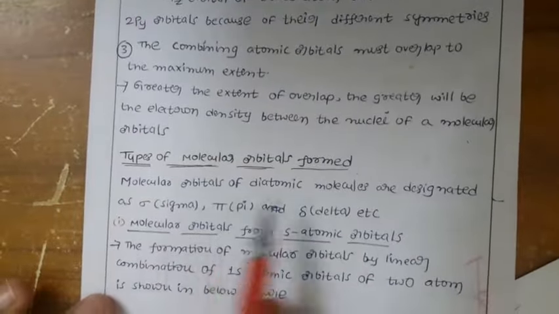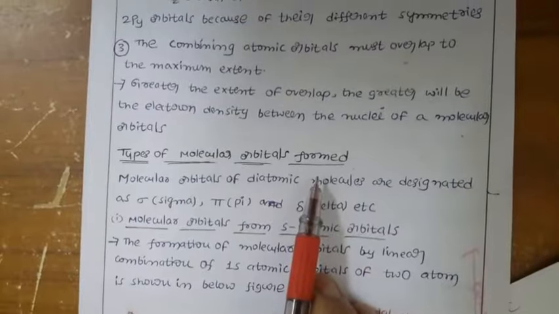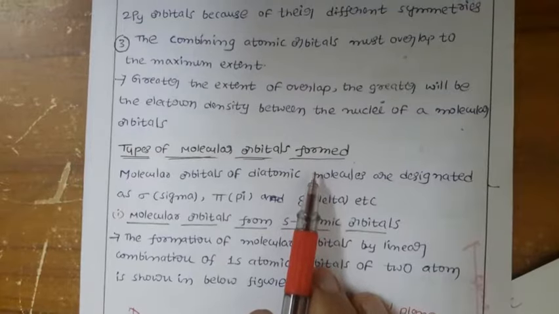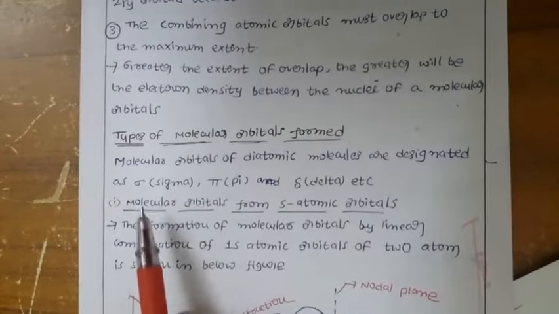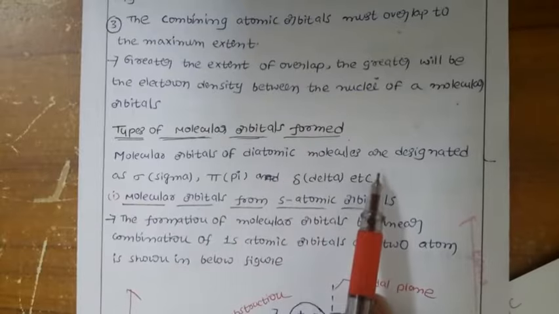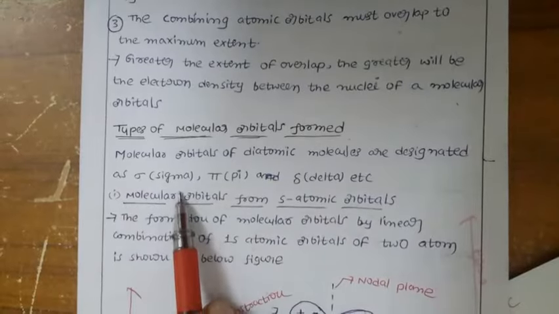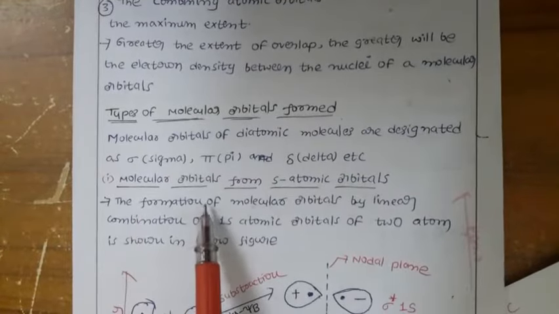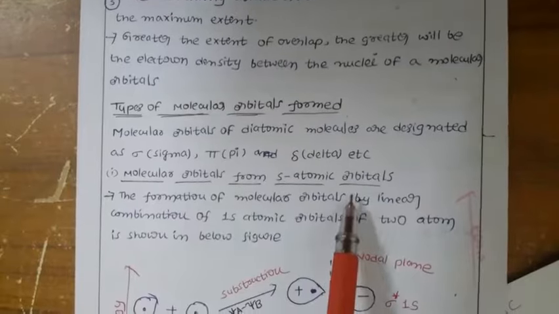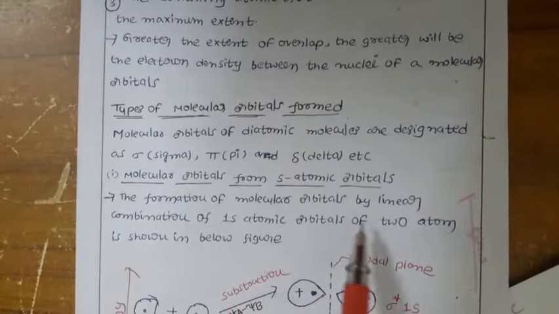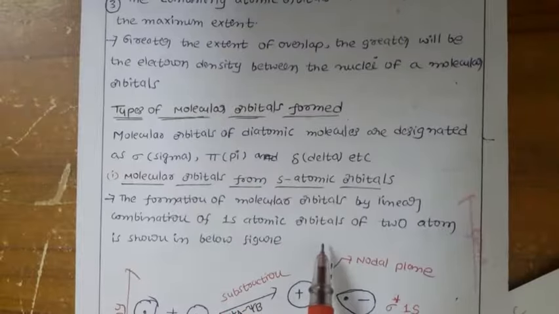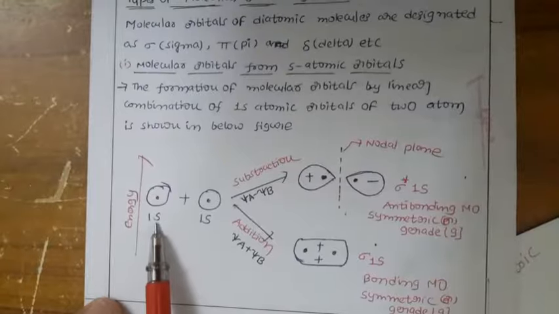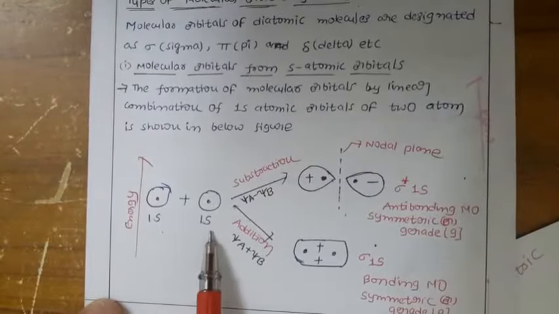Next, we have the types of molecular orbitals formed. We discussed first how molecular orbitals form, then the conditions. Now, how many types of molecular orbitals are there? Molecular orbitals of diatomic molecules are designated as sigma, pi, and delta, etc. Let us see the first case, molecular orbitals from the s atomic orbitals. The formation of molecular orbitals by linear combination of 1s atomic orbitals of two atoms is shown here. For example, I have atom A with a 1s orbital and atom B with a 1s atomic orbital.